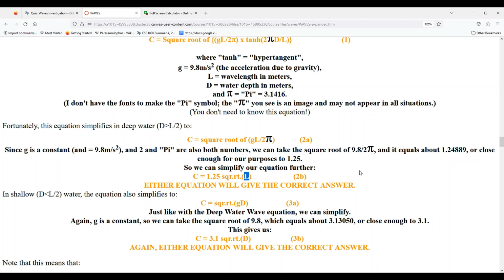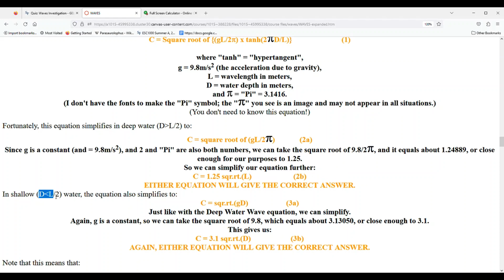And what this tells us is, first of all, it's an easy way to calculate the speed of a deep water wave, but also it tells us that in deep water, the only thing that you have to know in order to get the speed of a wave is the wavelength. That's the speed of a deep water wave is entirely determined by the wavelength.